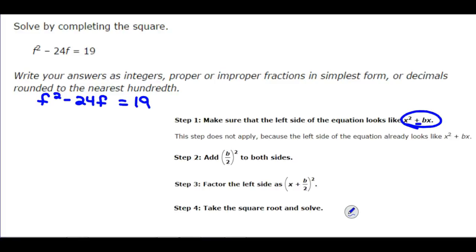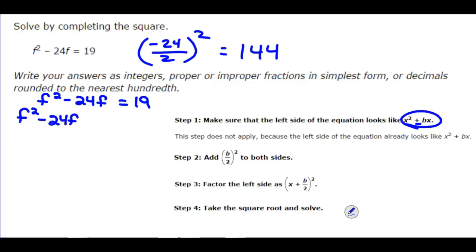Step 2 is to add that number that makes the perfect square to both sides of the equation. So step 2 is taking the 24 and halving it and then squaring it to get a number. And what will that number be? 144. That'll be 144. So we're going to add 144 to both sides of the equation. So the second line will look like this. F squared minus 24f plus 144 equals, and we're adding the 144 to the 19, and that will be 163.